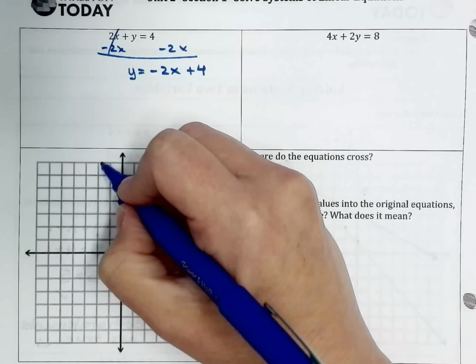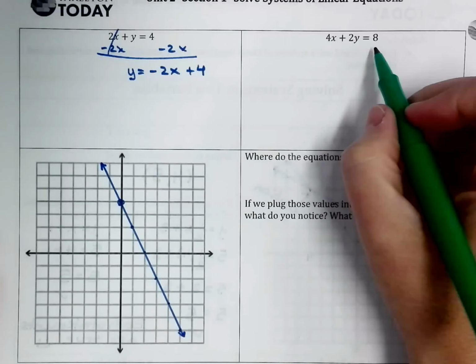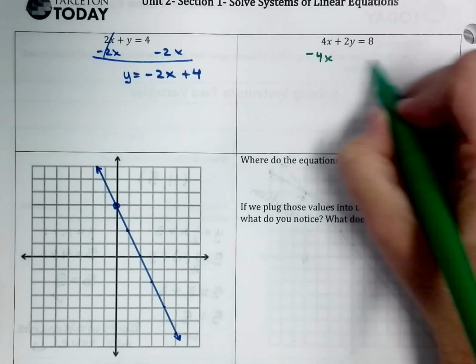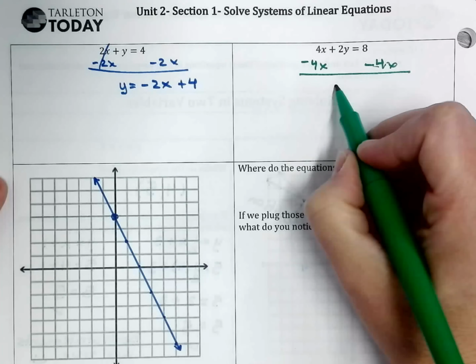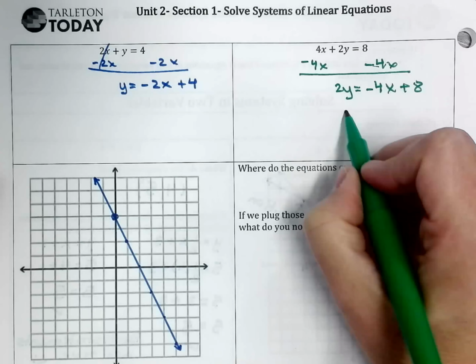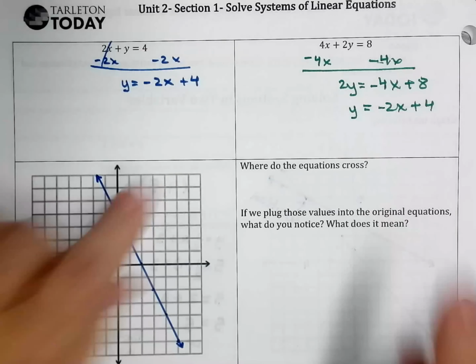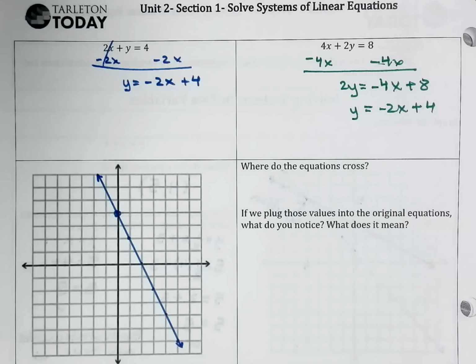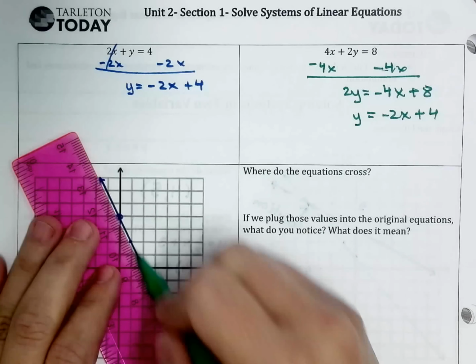This is not the only way to graph this, by the way. You could have used the x and the y-intercept, but since it's already done. Okay, the same idea here, minus 4x on both sides. Divide both sides by 2. Same line. That means if I were to graph, they will overlap everywhere.